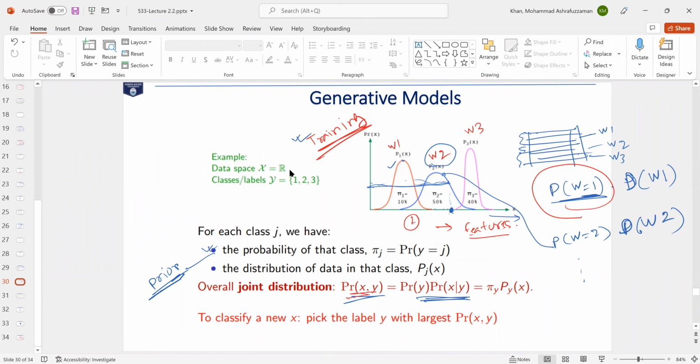So probability of x, y. So xy means we want a joint distribution for the feature values and the labels. And then it will be like probability of y times, we know that, probability of y times probability of x given y.